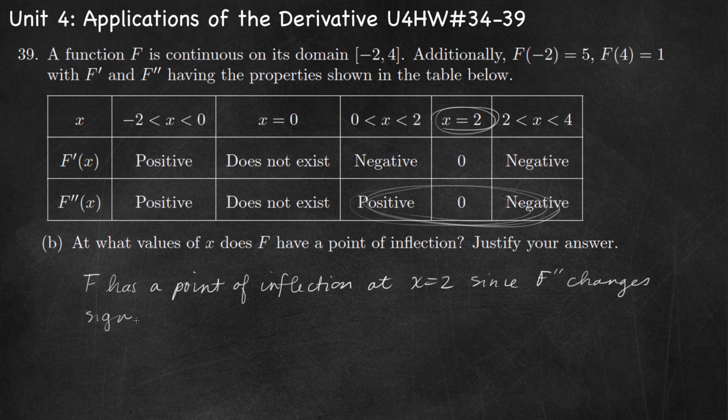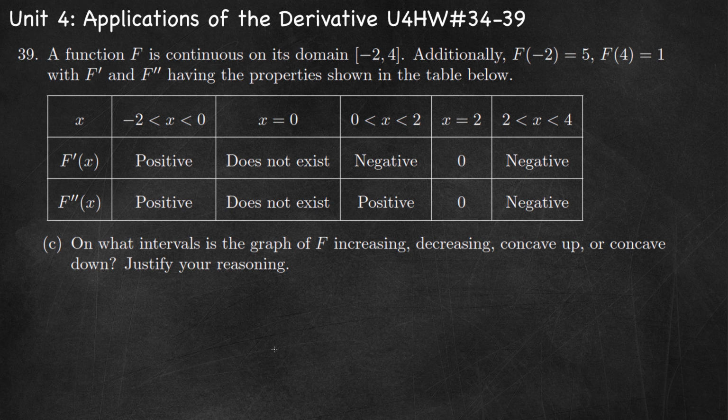On what intervals is the graph of f increasing, decreasing, concave up, or concave down? So for increasing, decreasing, we look at the sign of f prime. F is increasing on the interval. Okay, so here we're looking for where is f prime positive. So f is increasing on the interval -2 to 0. That's where f prime is positive, and that's the only place f prime is positive. So that's it, since f prime is greater than 0.